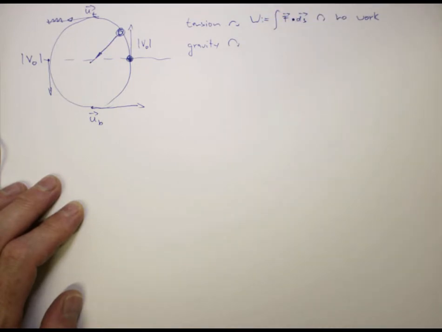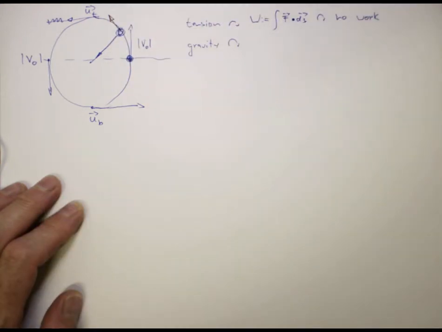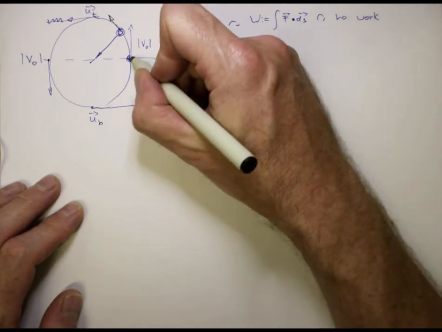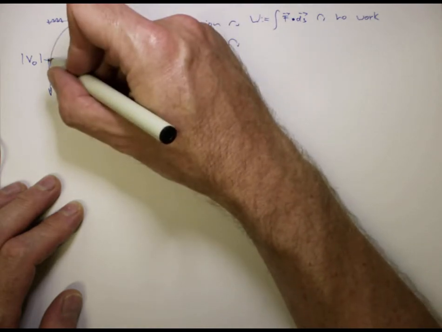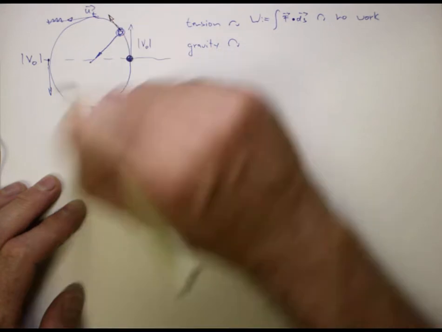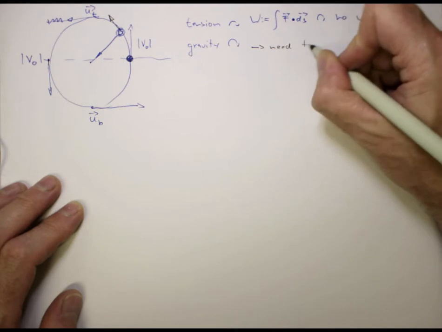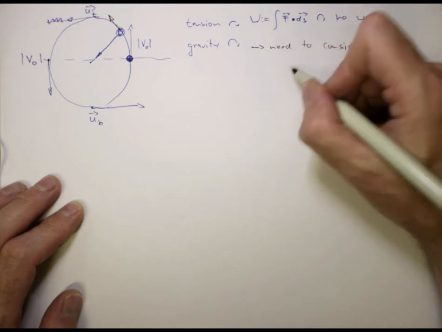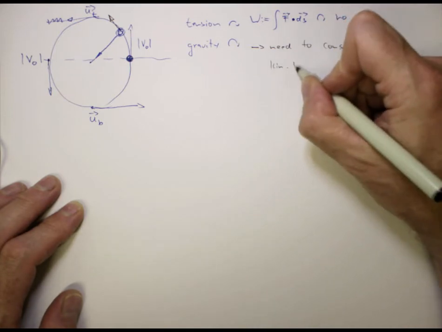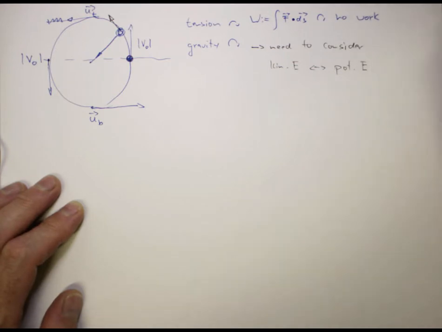Gravity, however, always has a component, as we discussed, that is tangential, and that component performs work on the ball. It converts kinetic energy into potential energy, into kinetic energy, more potential energy, into kinetic energy. So we need to consider the mutual conversion of kinetic energy into potential energy and vice versa.